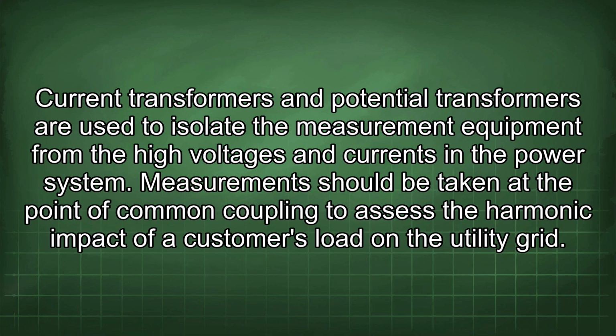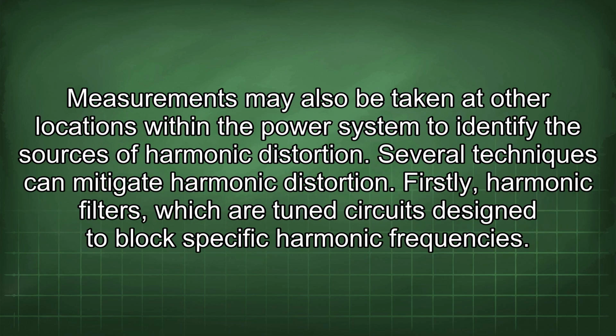Current transformers and potential transformers are used to isolate the measurement equipment from the high voltages and currents in the power system. Measurement should be taken at the point of common coupling to assess the harmonic impact of a customer's load on the utility grid. Measurements may also be taken at other locations within the power system to identify the sources of harmonic distortion.